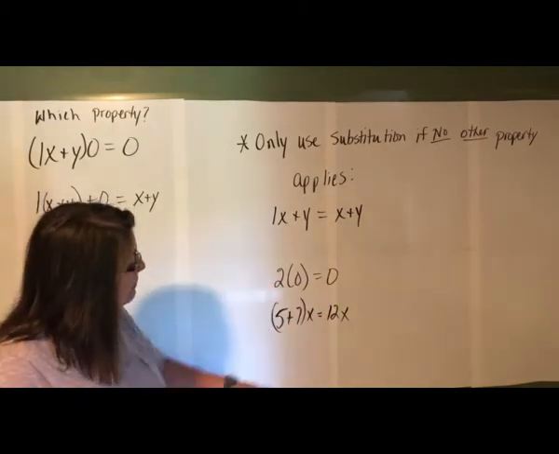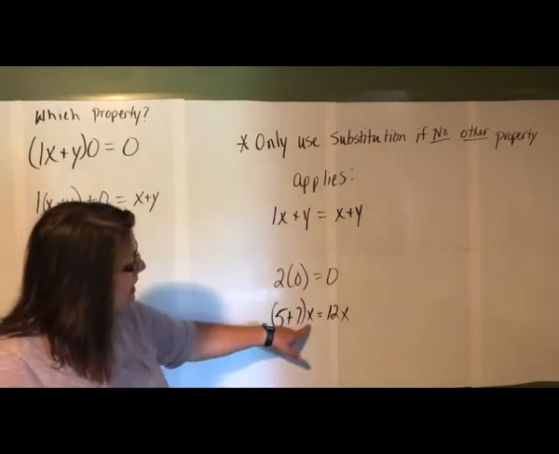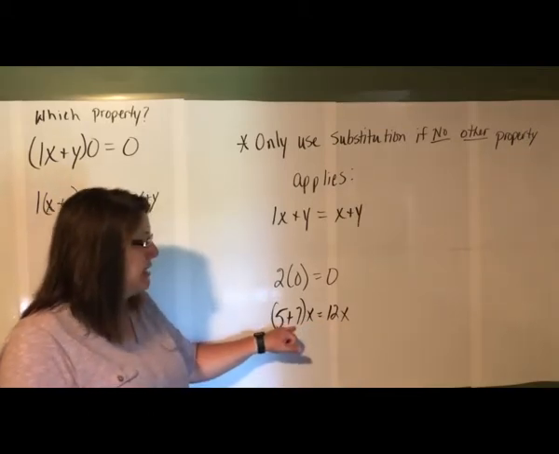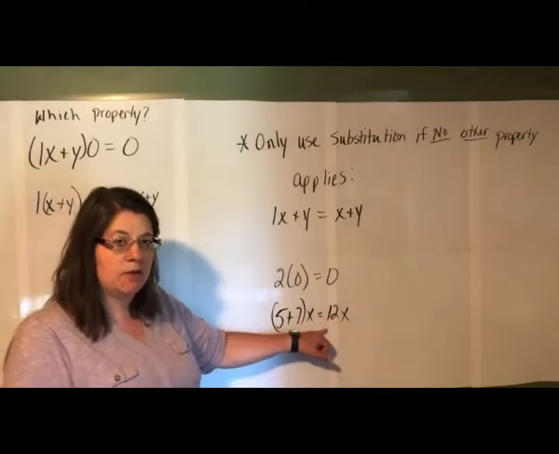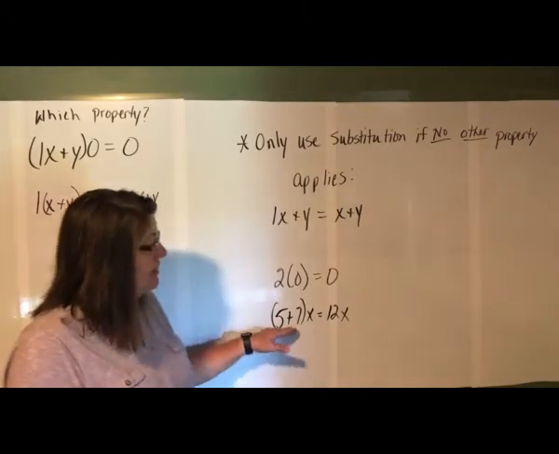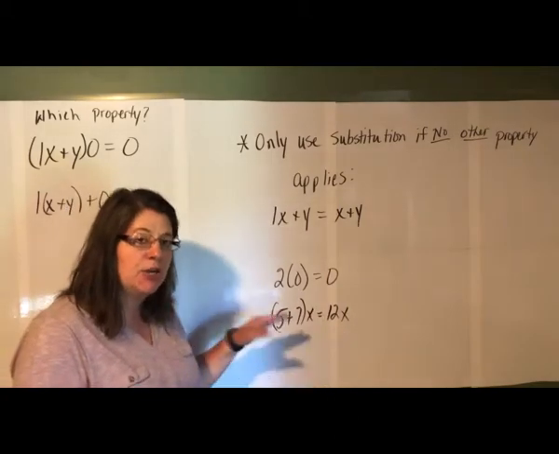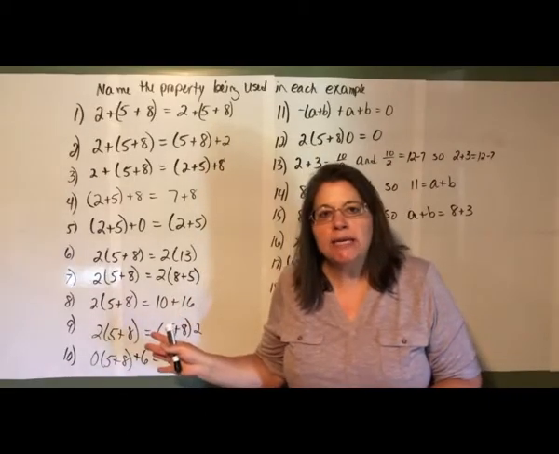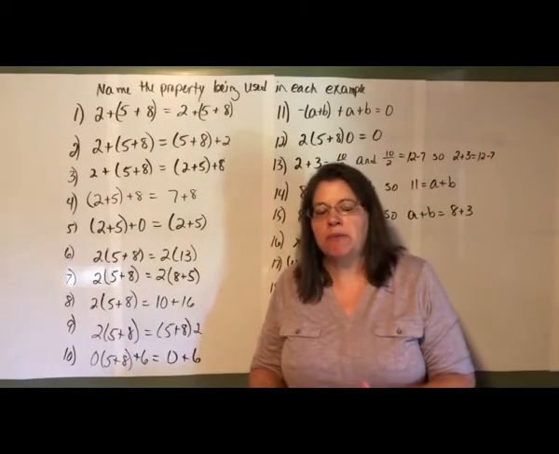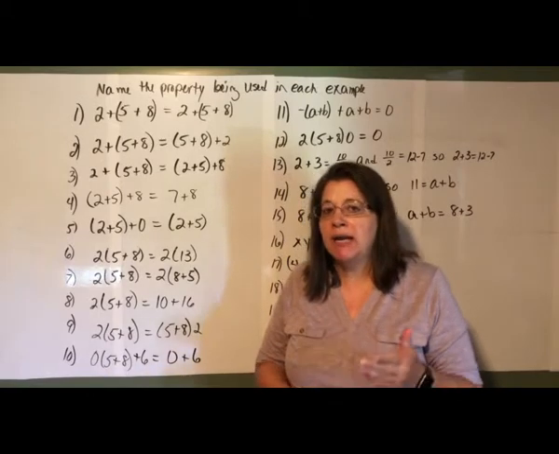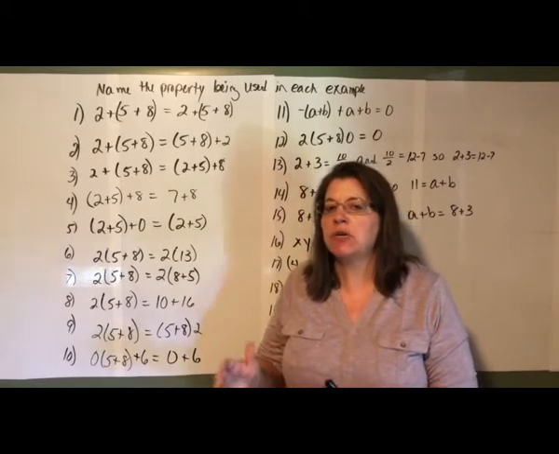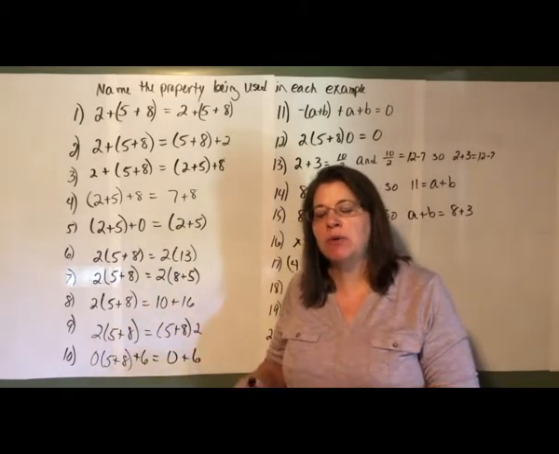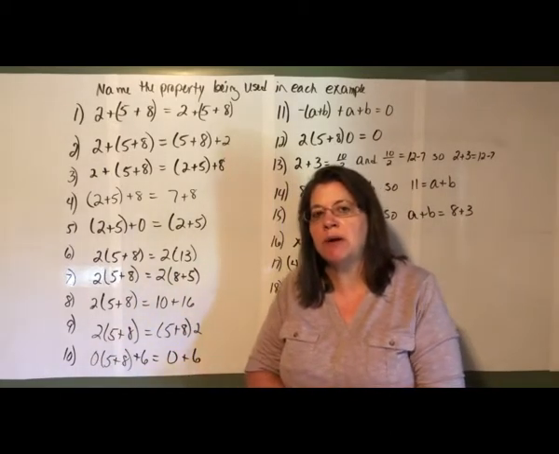Okay? And then for this one, 5 plus 7 times x equals 12 times x. There is no other property that tells us 5 plus 7 is equal to 12. That is replacing something with its answer. So it's okay here to use substitution. Okay, so I have 20 examples here. Some of them are more difficult than others. I am trying to trick you on some of them to see if you can distinguish between the properties. So copy them down, try them, pause the video, see how you do, and then we'll come back and check them.